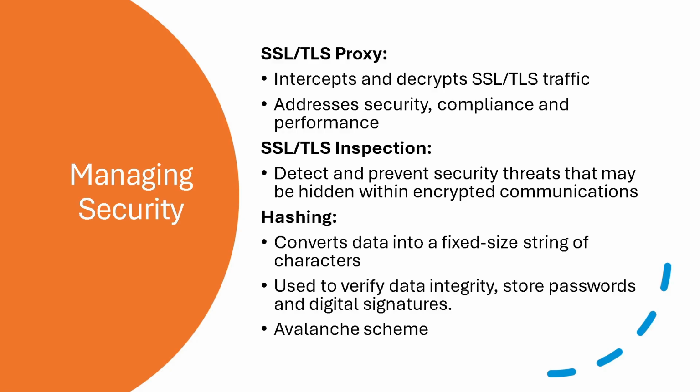Hashing. Hashing is a process of converting data into a fixed size string of characters called a digest. Hashing is used to verify data integrity, store passwords, and digital signatures. Hashing has the avalanche effect, so a small change in the initial plain text can lead to a huge change in the hash or the digest. We can use hashing to store passwords. Since hashing only works one way, we can convert a password into a hash, but a hash can never be converted back to a password.